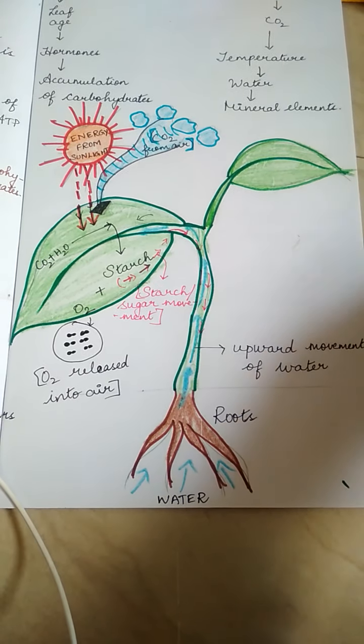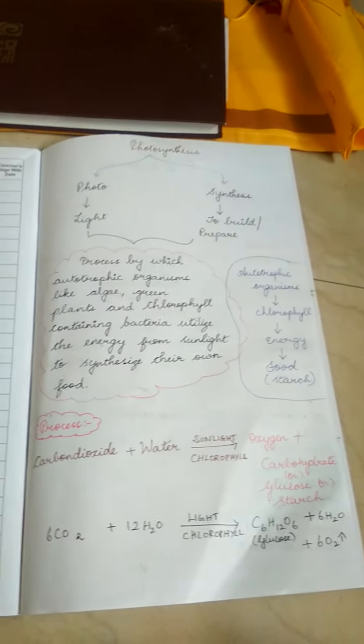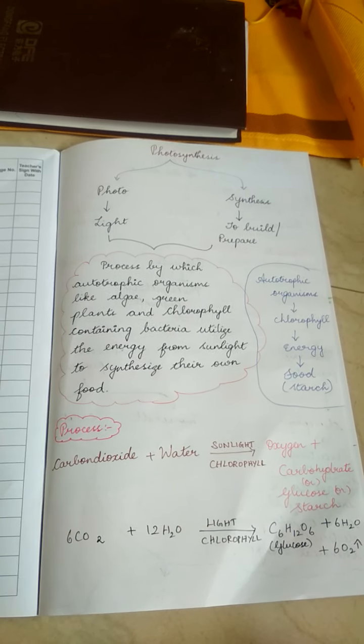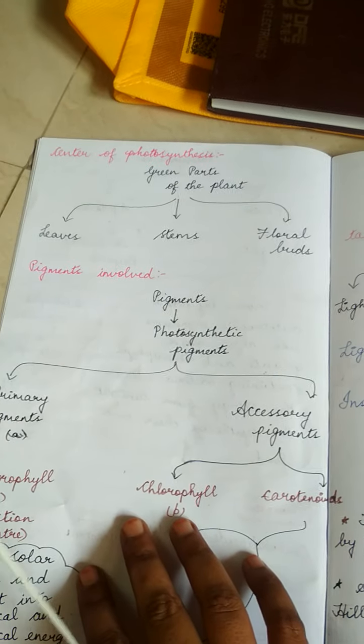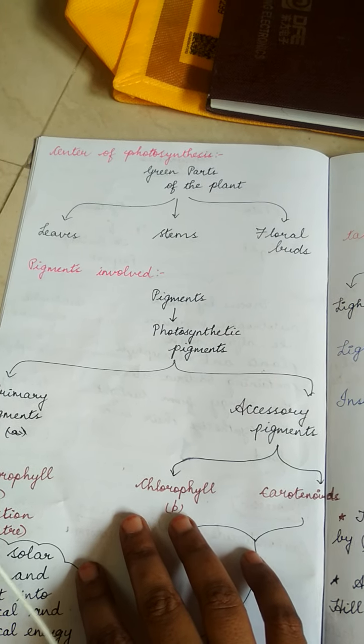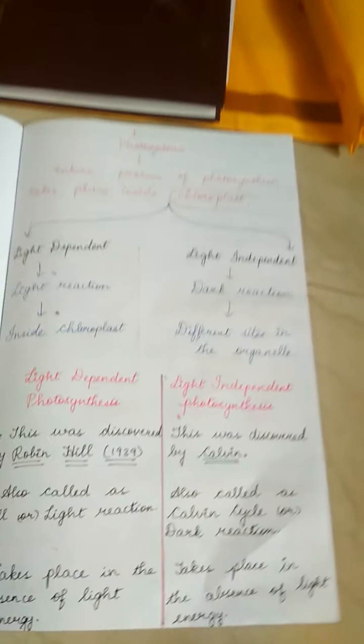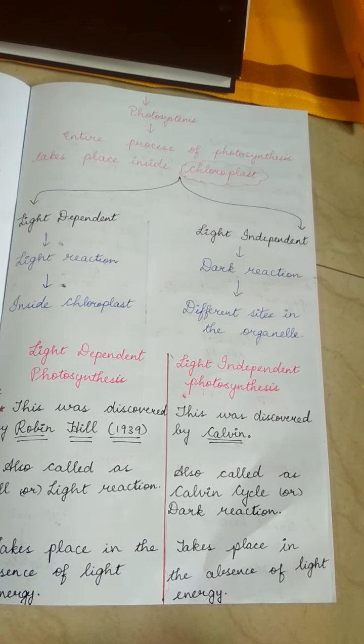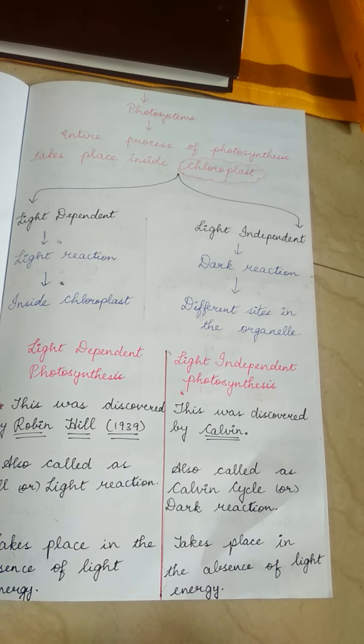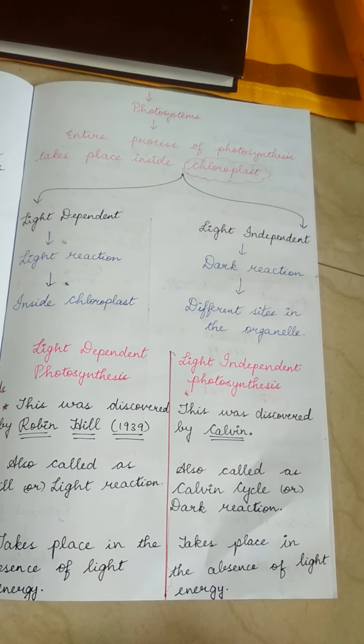And what are all the topics to be covered when an answer is asked for photosynthesis? First, you have to write what is meant by photosynthesis. The second is the definition. Third is the process, and the fourth point to be covered is the center of photosynthesis. The fifth is the pigments involved, and the sixth is the chloroplast, which has the photosystems involved.